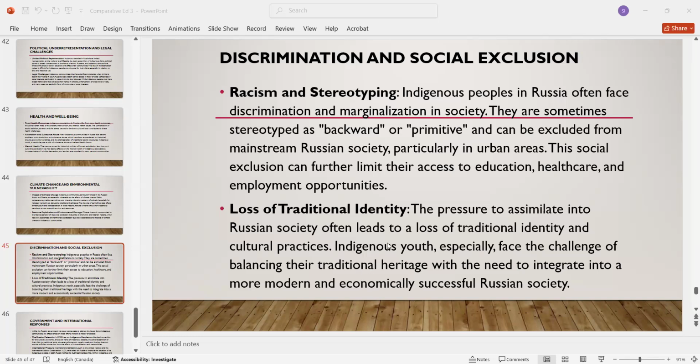So racism and stereotyping. The social exclusion can further limit their access to education, healthcare, and employment opportunities. Loss of traditional identity: the pressure to assimilate into Russian society often leads to a loss of traditional identity and cultural practices. Indigenous youth especially face the challenges of balancing their traditional heritage with the need to integrate into a more modern and economically successful Russian society.